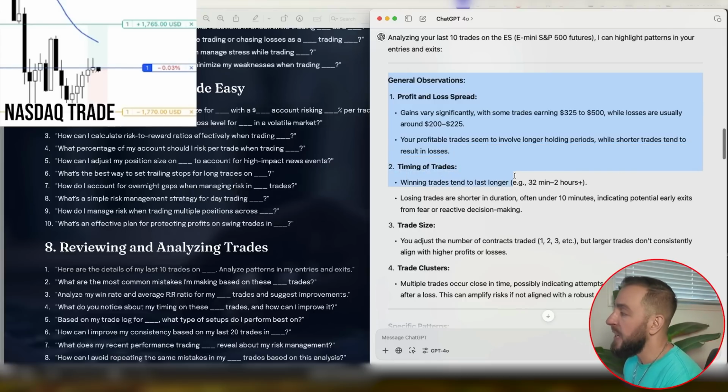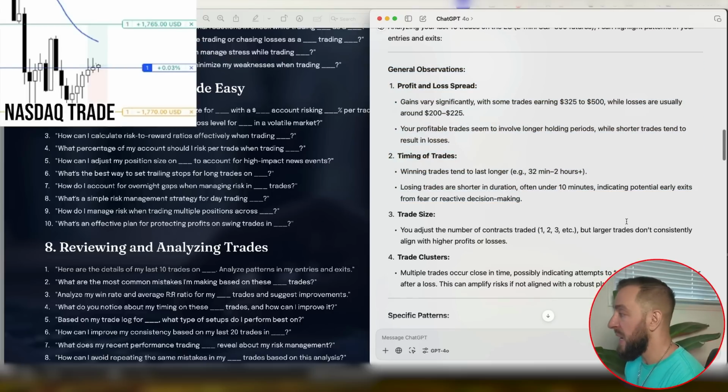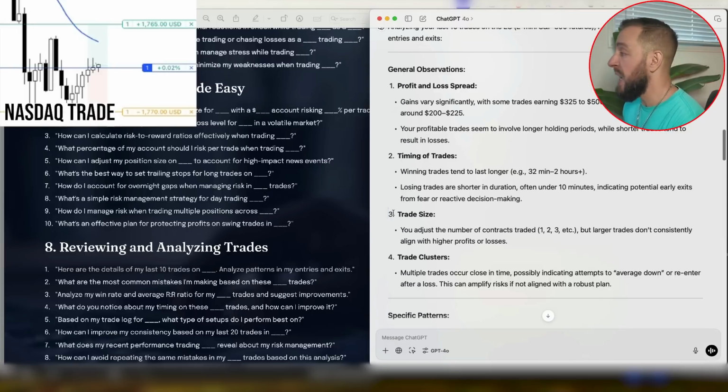Timing of trades. Winning trades tend to last longer. We just said that. Losing trades are shorter in duration, often under 10 minutes, which is a good sign, indicating potential early exits from fear or reactive decision-making. Possibly, right? Something for me to consider. I get out, break even quickly if I see a sign to do that, although it could be from fear, and that's something I would want to look at.